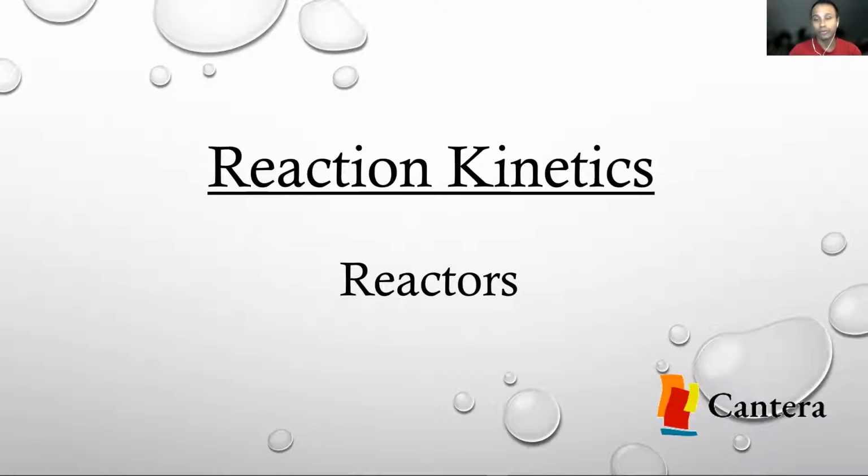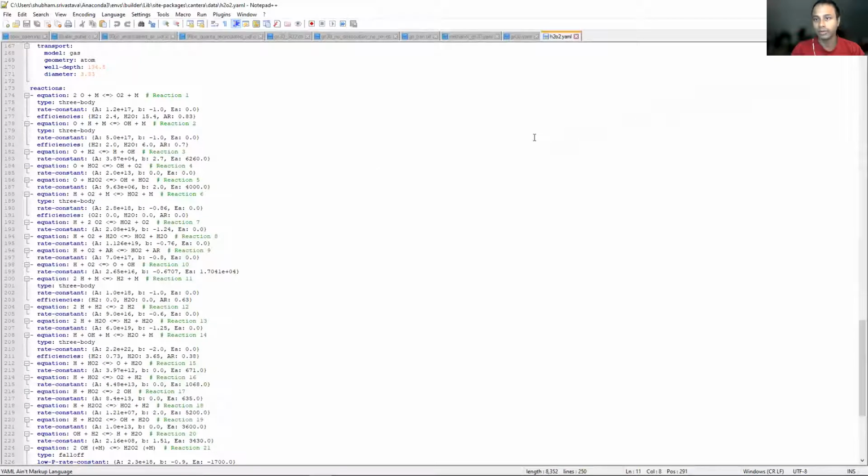So far, everything that we've done in Cantera, or all the scripts that we've written, have not taken into account the reaction part. So if we take a look at the input data files, for example, I have the h2o2.yml, which is the hydrogen oxidation input data file. This is a part of the Cantera database, and it is built into it.